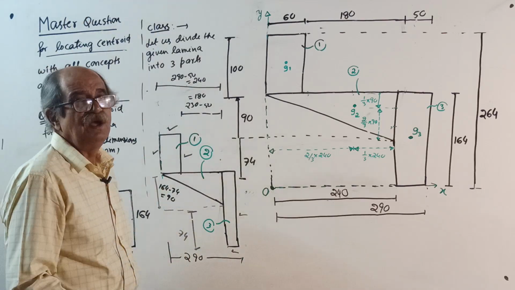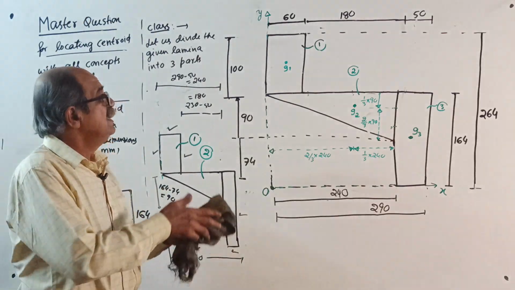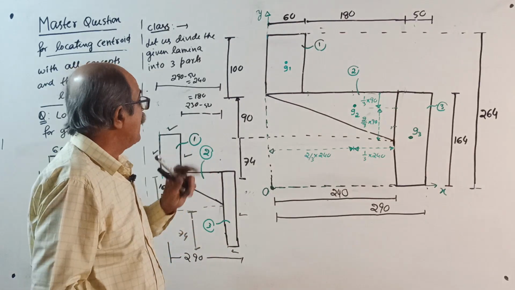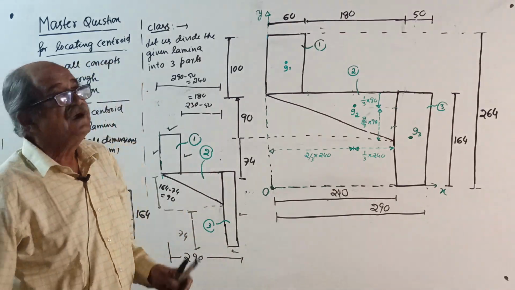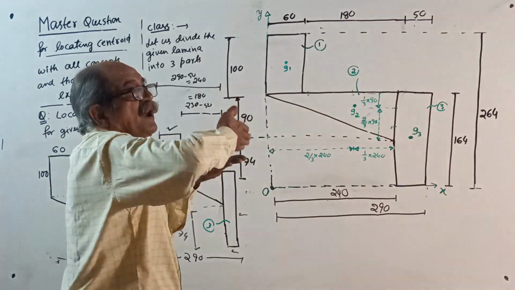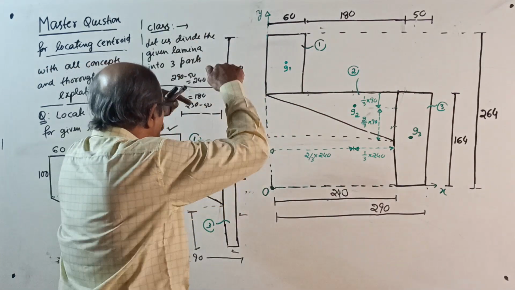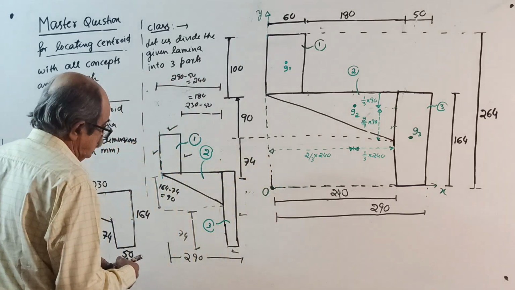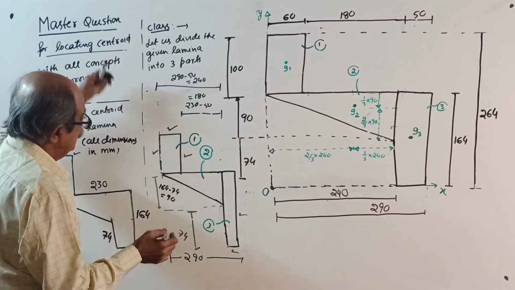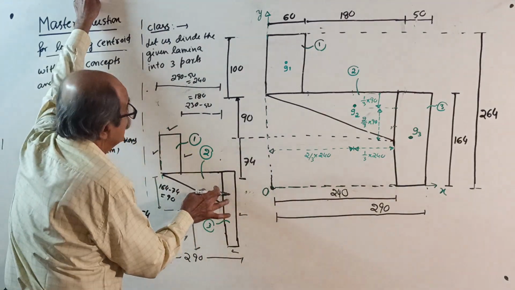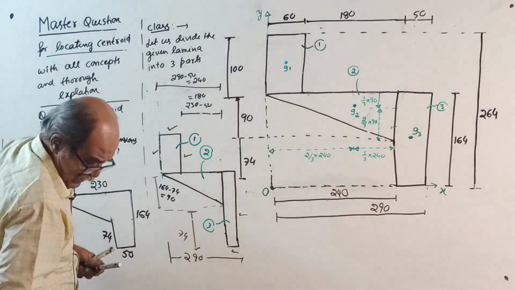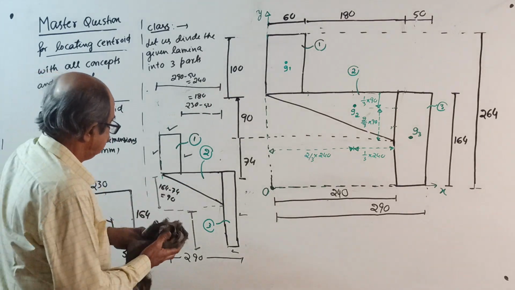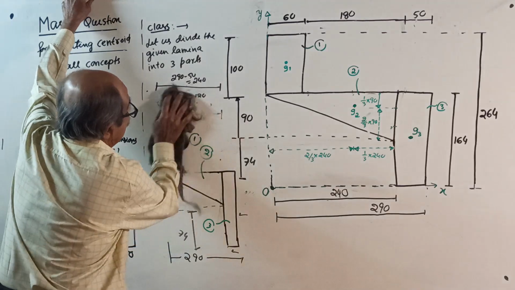We want to locate centroid G, means we want X bar and Y bar. Usual practice, most popular, is take X to right side, Y upward, and bottom left extreme corner you take as origin. So one statement required, this I will remove. This sketch I think not required now. I can remove this one.